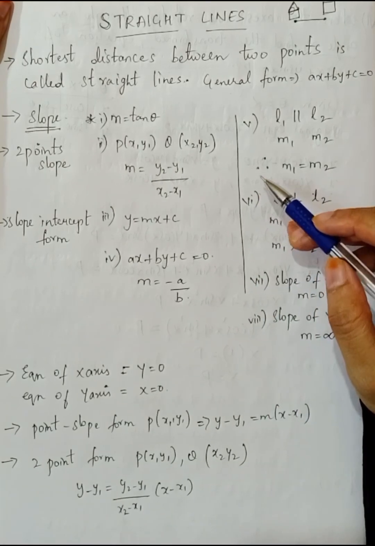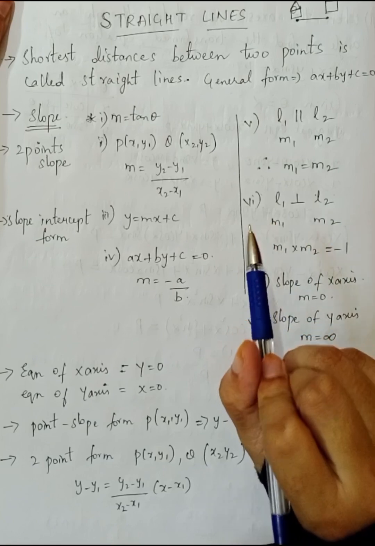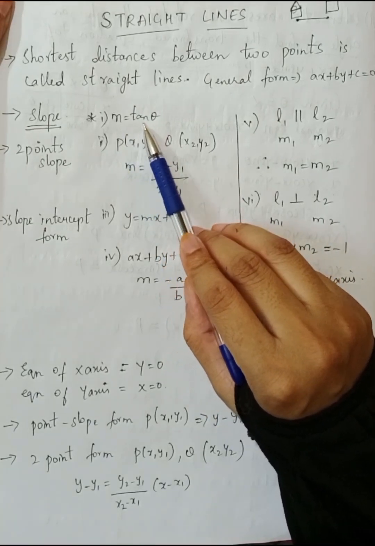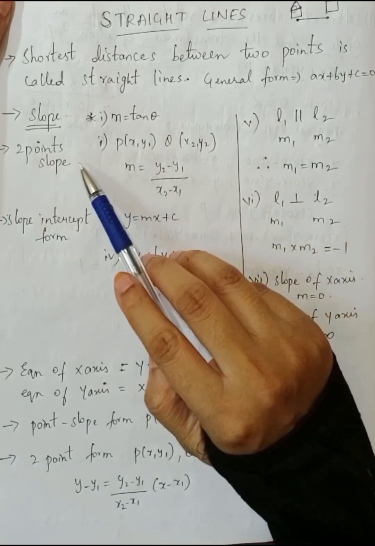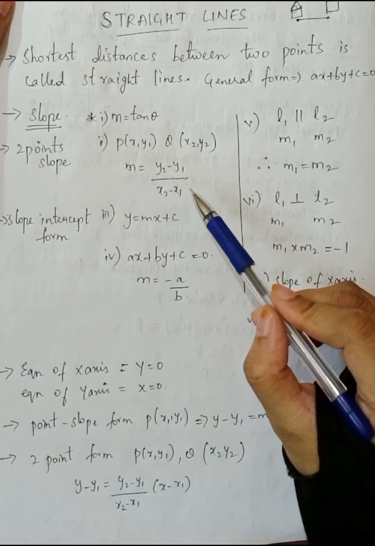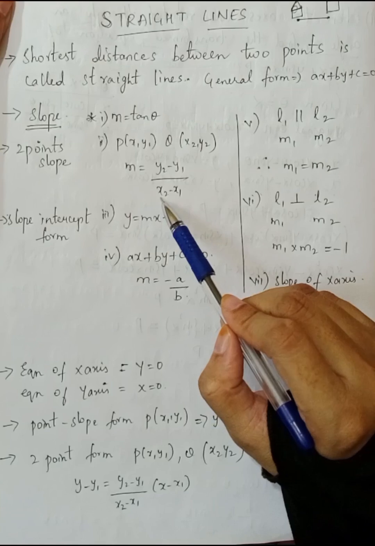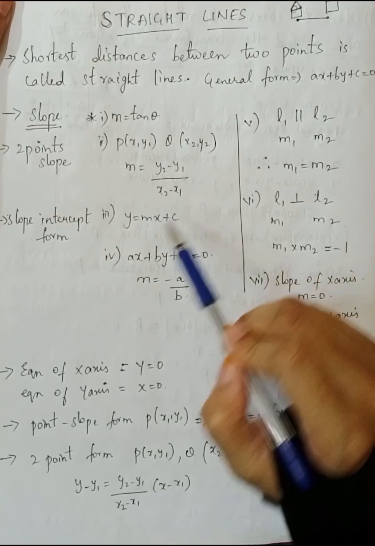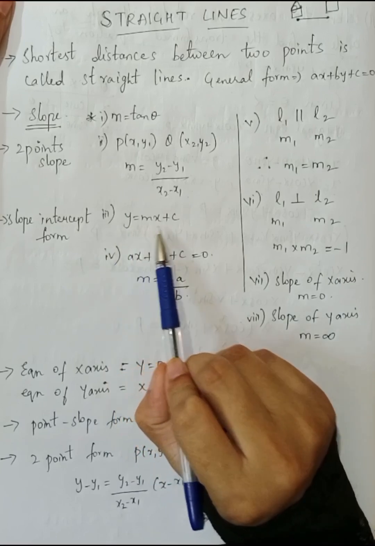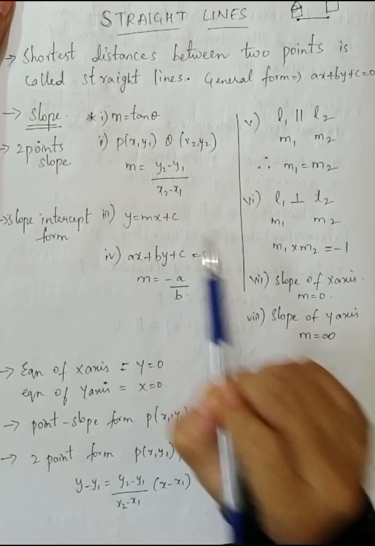Okay, first is about the slopes. Whenever in the question an angle is given and it asks to find the slope, we can find it with the formula m is equals to tan theta. When 2 points are given, the slope can be found out by the formula m is equals to y2 minus y1 by x2 minus x1. And another form is slope intercept form, that is y is equals to mx plus c. Here m is the slope and c is the intercept.